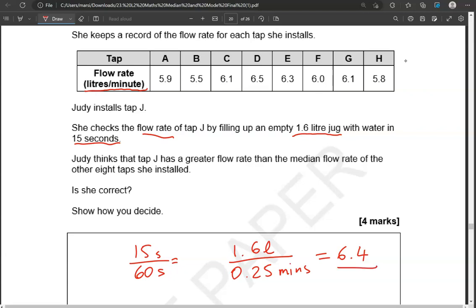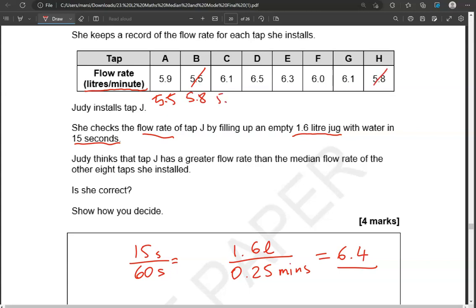Now, Judy thinks that tap J has a greater flow rate than the median flow rate of the other 8 taps she installed. So these ones we've got here in the table. Let's work out the median for those. Which of these is the lowest? That is 5.5. Then we have 5.8.